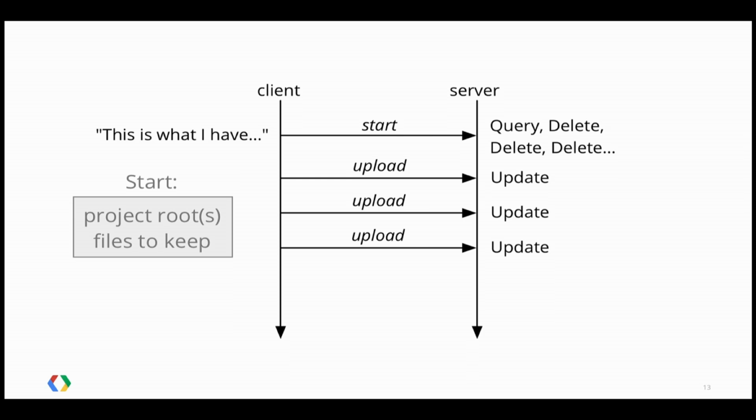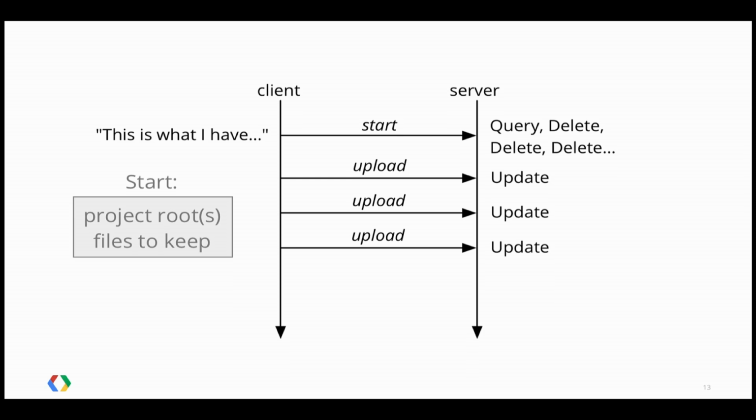Please do the right thing. Then the server says, oh, you've got A, B, and D. Well, I've got A, B, and C. So I guess I should be deleting C. And you'll be giving me the uploads for A, B, and D later. So great. We've got a way to synchronize the state of the client onto the server.